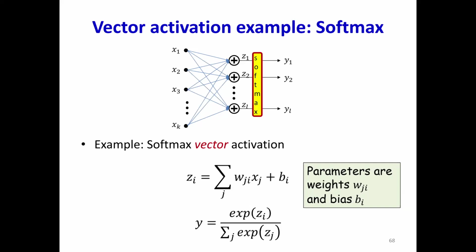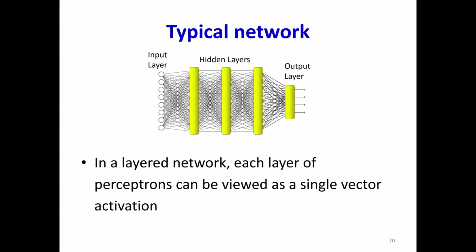Make sense, everyone? So that's a typical network; we're going to see more of the software later. In a typical layered network, I can think of each layer of perceptrons as just being a vector activation. That's a perfectly acceptable interpretation. Every layer is a vector activation.